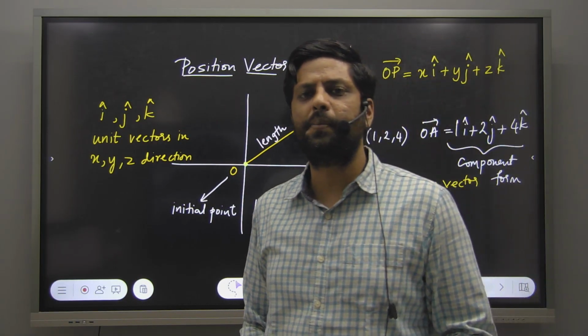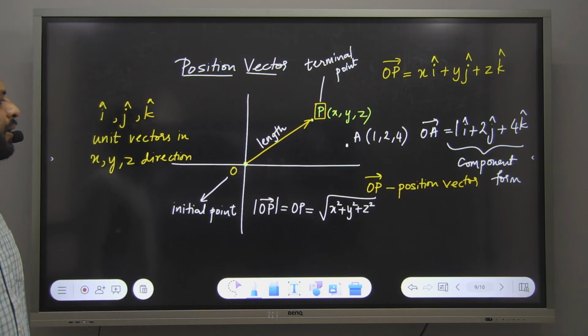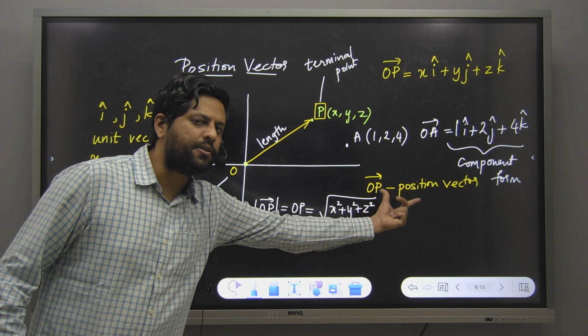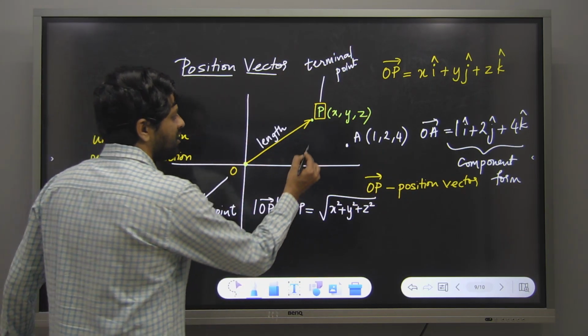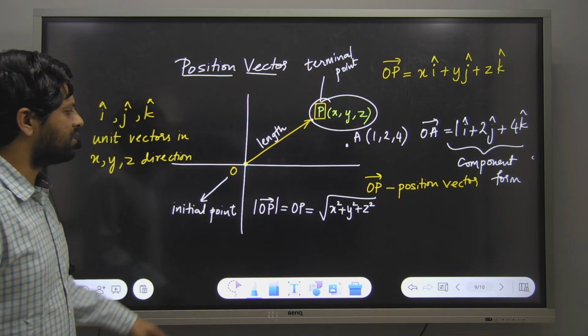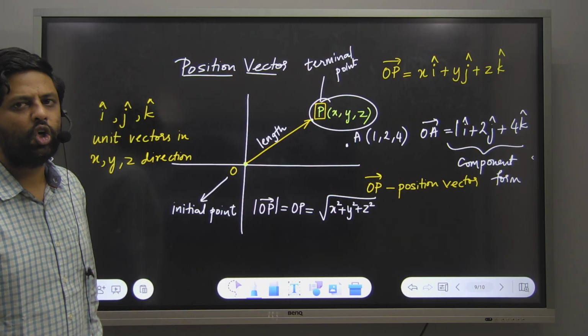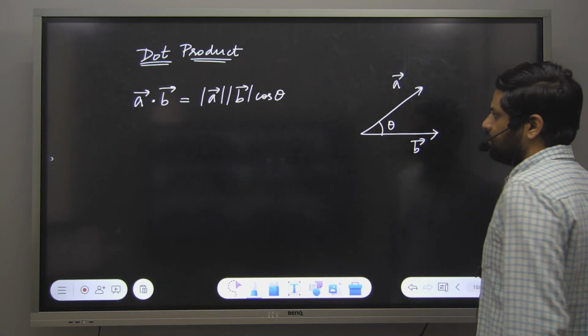A vector must have a direction, compulsory direction. There must be a starting point and an ending point. So we understood what a position vector is. I repeat for the last time: we are talking about the positioning of that particular vector with respect to what? With respect to the origin. Okay, now that is called a position vector.